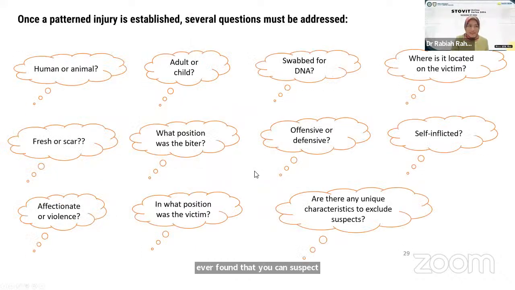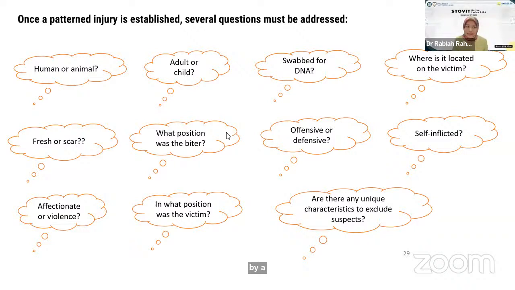Okay. So once a pattern injury is established, it's not enough to say there's a bite mark caused by a person. We have to go back. Is this caused by a human or an animal? It could be caused by a dog. There are also bite marks caused by a shark.